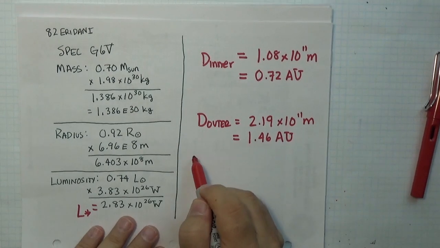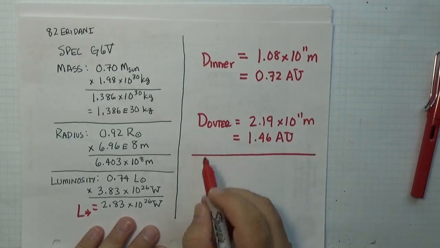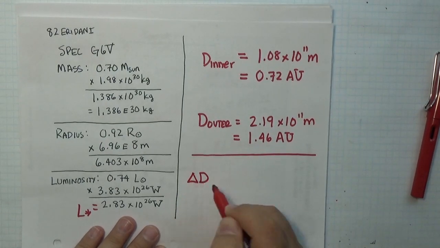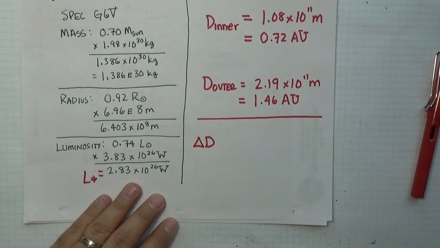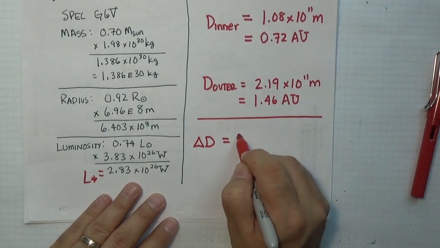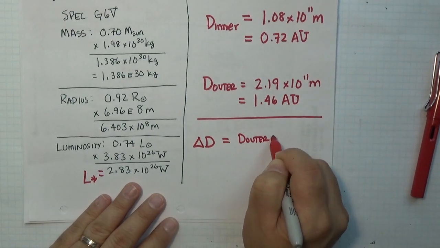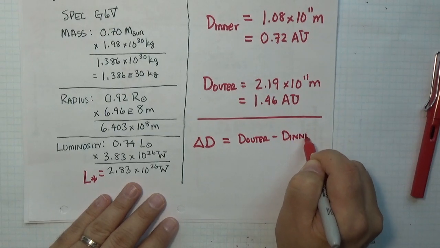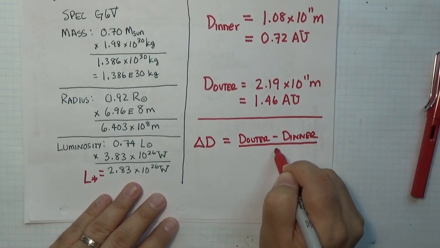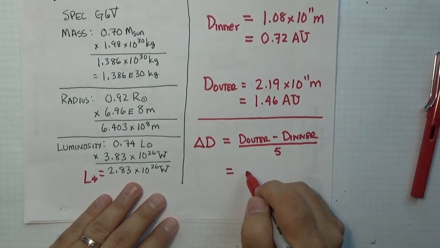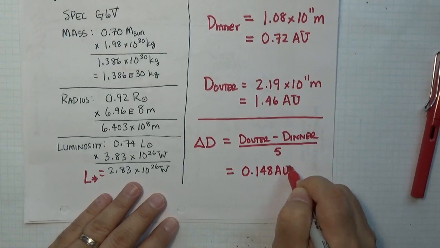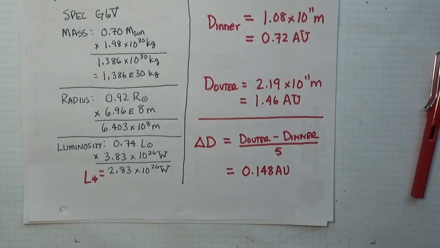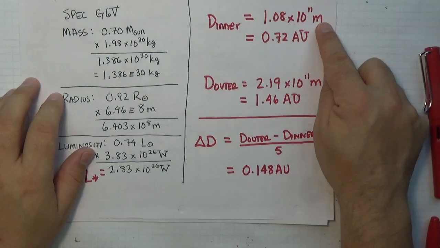So one of the things that the exercise asks you to do is to calculate a set of spacings that we can use to randomly generate a position for the planet. That is called delta D. That is just d outer minus d inner, divided by 5. And if I do that, I get 0.148 astronomical units, which I could also convert to meters. And in fact, for all of the calculations that use formulas, you should always use the values in meters.